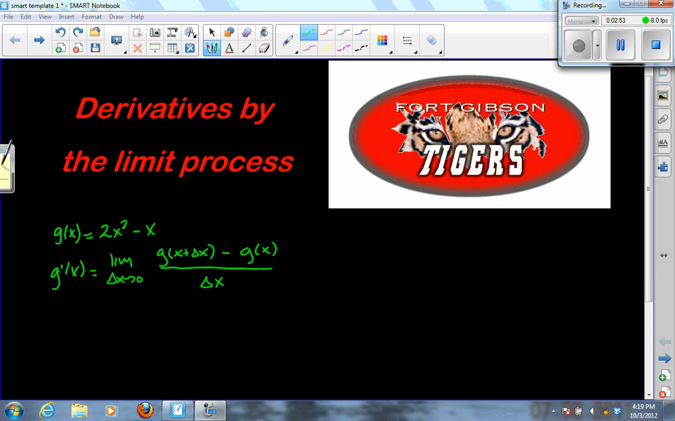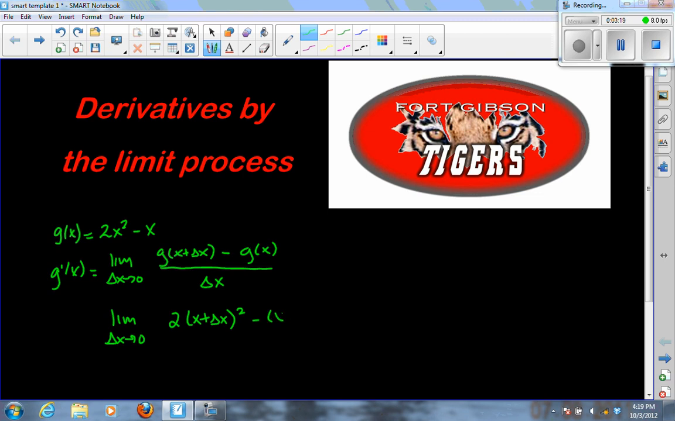So the next example is a little bit longer because this has a squared term, but the process is still the same. You'll be finding a limit of a difference quotient where I need to find g's value at x plus delta x. Well, here's g right here, so I need to find the g function. Stick in an x plus delta x for both of these spots. So this will be a 2 times x plus delta x all squared minus x plus delta x. So here's g of x plus delta x.